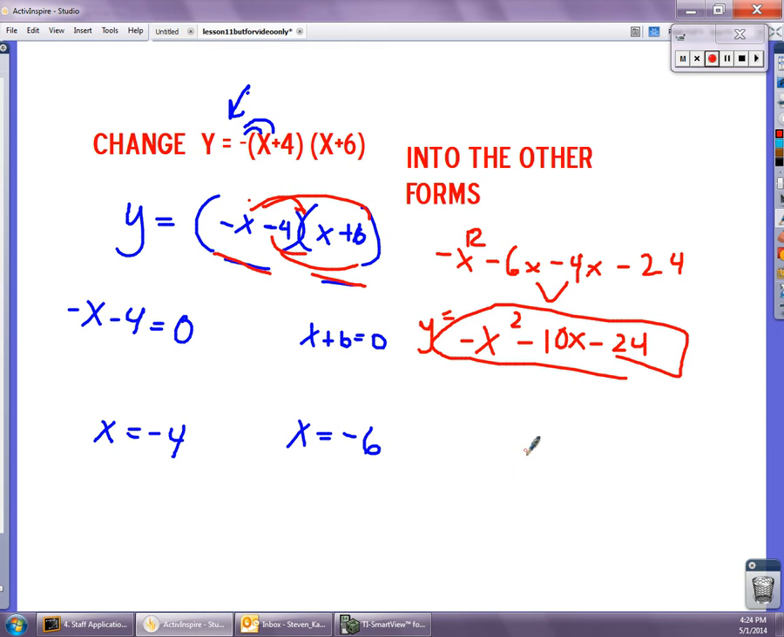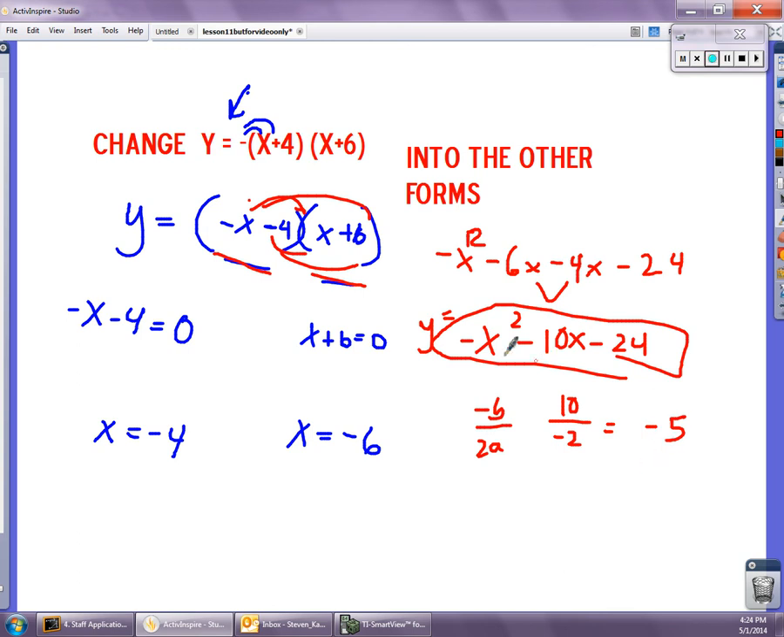And last, to put it in vertex form, I'm going to find the vertex, which would be negative b over 2a. So negative negative 10 would be positive 10 over 2 times negative 1, which is negative 2. So you get negative 5 as the x coordinate of your vertex.